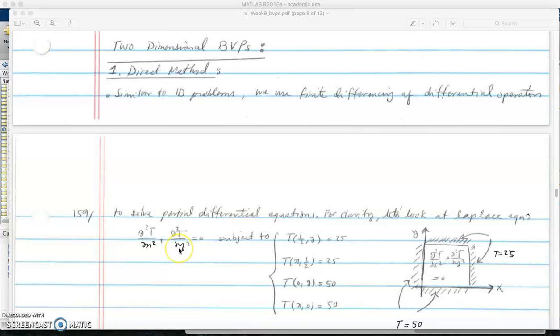The differential equation governing the distribution of the temperature within this two-dimensional slab is the Poisson equation, where we have the second derivative of temperature with respect to x and y equal to 0.